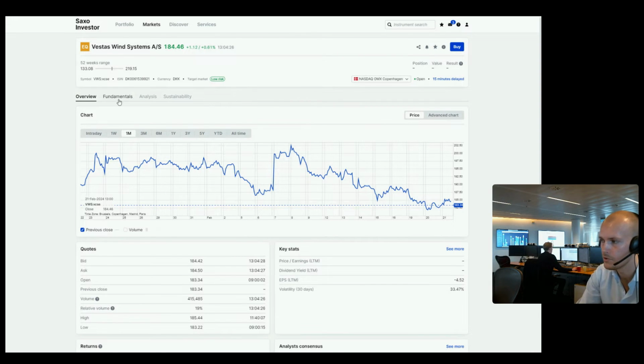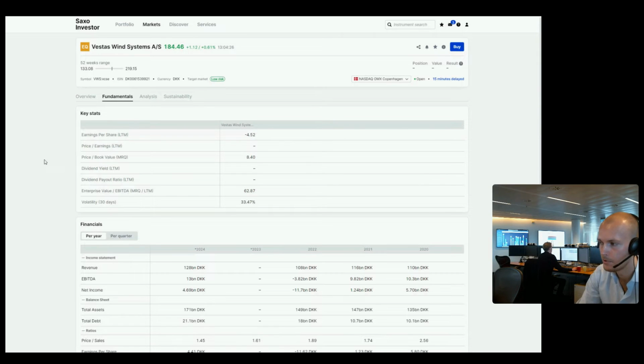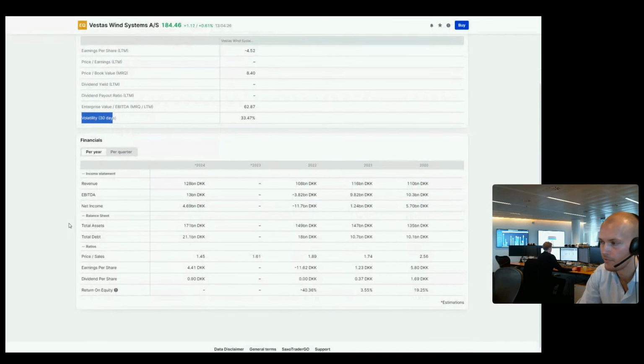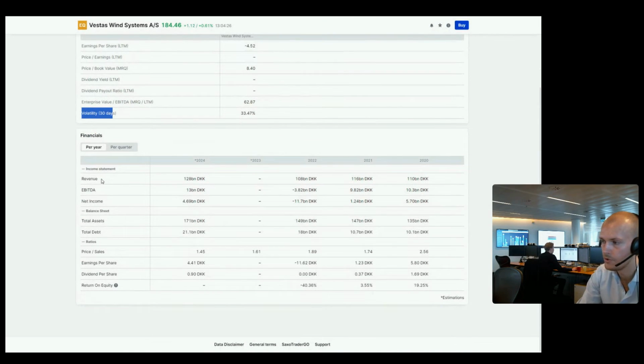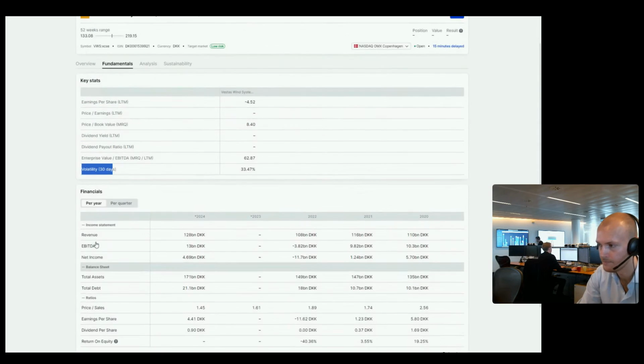Some of you might be looking into the more fundamental numbers here. That could be earnings per share. It could be price book value. It could be the dividend yield, if there were any, volatility within the last 30 days. Maybe looking into the more financial parts. What's the revenue stream? What's the EBITDA? What's the total assets? Price over sales, and so forth.